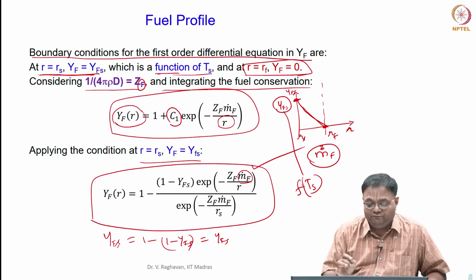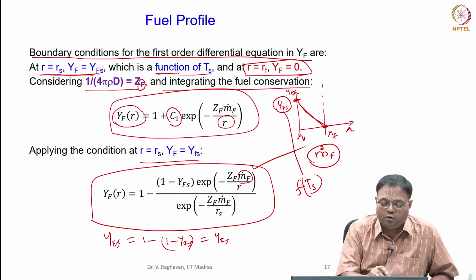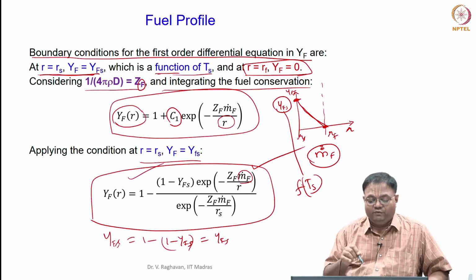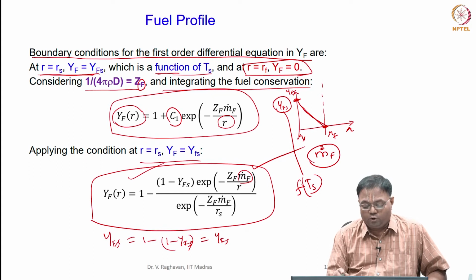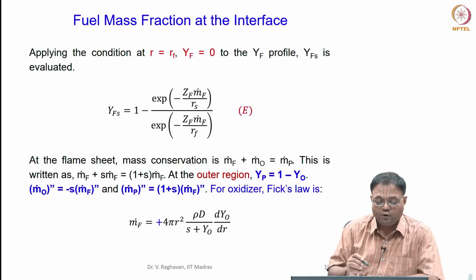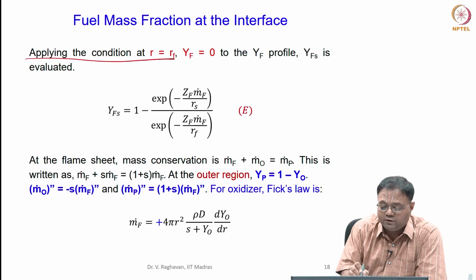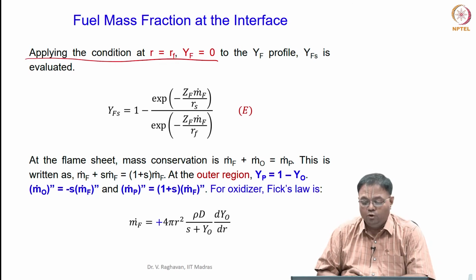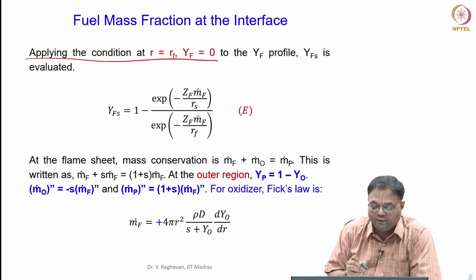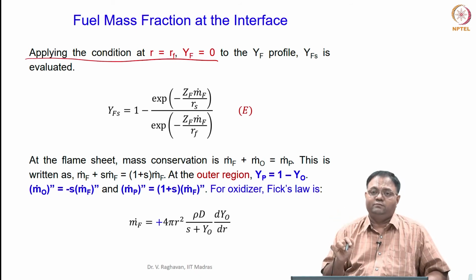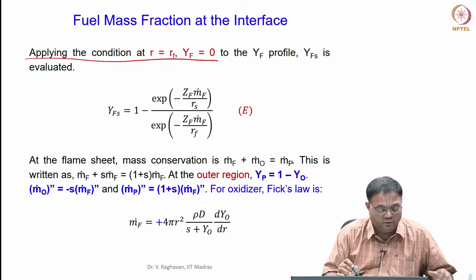So the first boundary condition, R equal to RS, YF equal to YFS, I have used to create a profile for this. Now if I substitute R equal to RF in this, I know YF equal to 0, then I can find the value of M dot F. Applying the boundary condition R equal to RF, YF equal to 0, I can get this as an eigenvalue, but anyway I will not keep that as the value there.